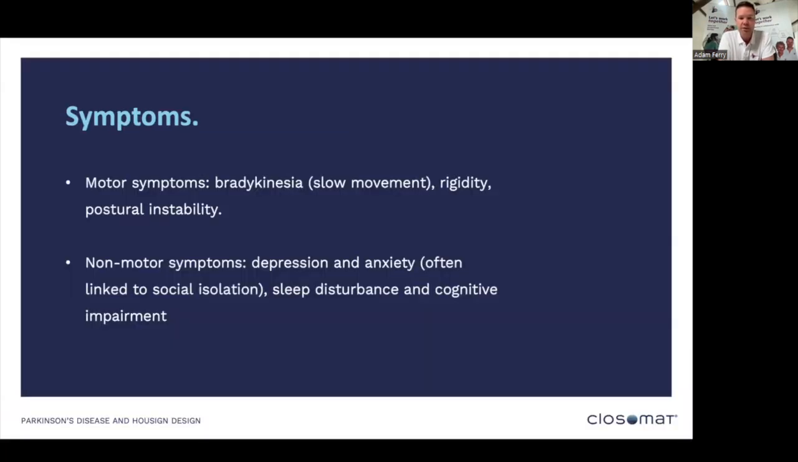Some of the motor symptoms are bradykinesia, that's slow movement, like I talked about very briefly within Huxley's sliding filament theory, rigidity, and postural instability, so balance and coordination. Non-motor symptoms can include depression and anxiety, often linked to social isolation rather than as a direct impact of the disease itself, sleep disturbance, and cognitive impairment. So there is associated dementia with a diagnosis of Parkinson's disease.